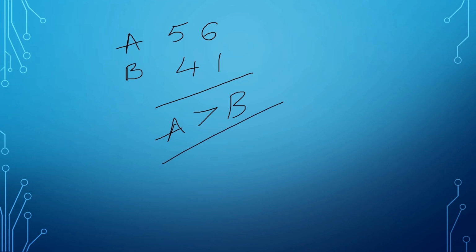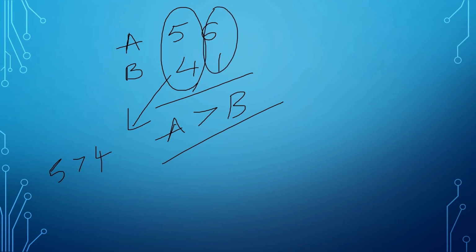By how we are particularly observing tens place. Here 5 is greater than 4. So we are not at all bothering about ones place. So blindly we will say A greater than B.